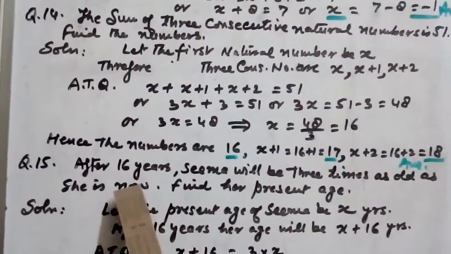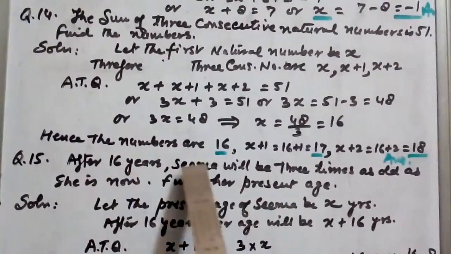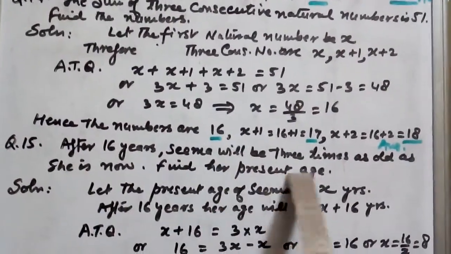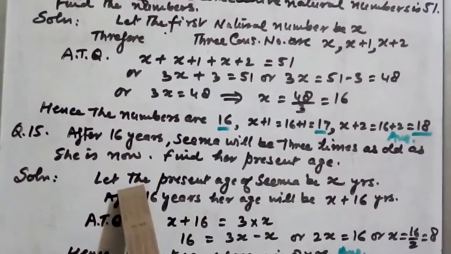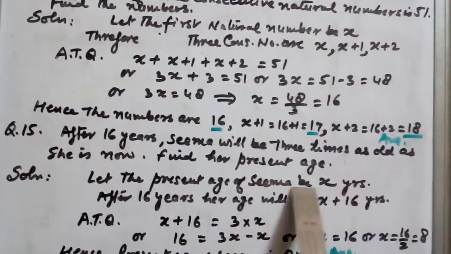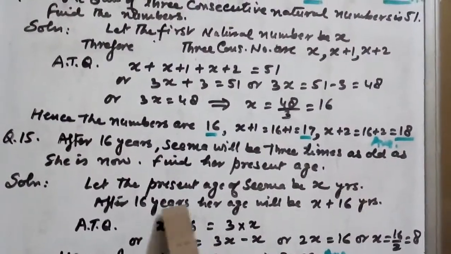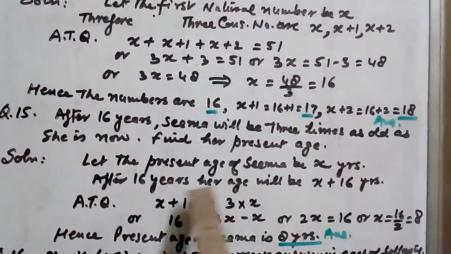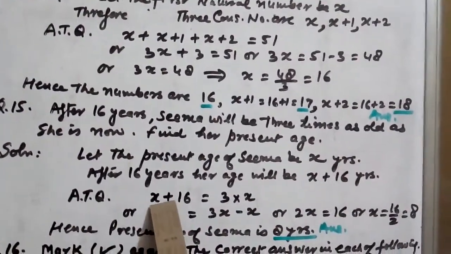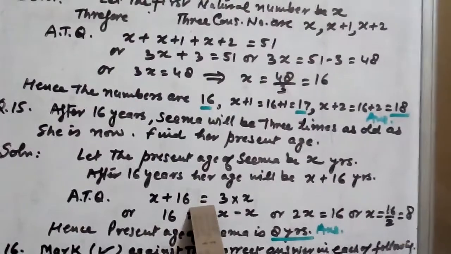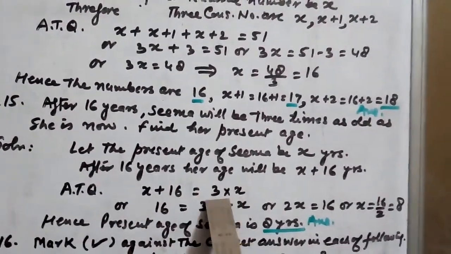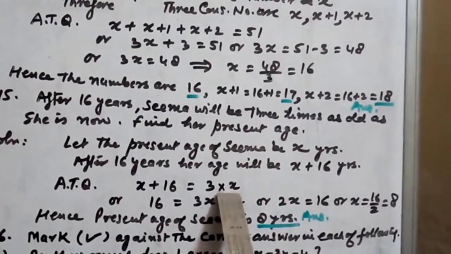Now question 15 that comes before you is this: after 16 years, Seema will be 3 times as old as she is now. Find her present age. Children, the solution of this is, let the present age of Seema be x. And after 16 years, her age will be x plus 16 years. Therefore, according to the question, after 16 years, she will be 3 times her own age. That is, x plus 16 is equal to 3x. 3 times her present age means 3x.